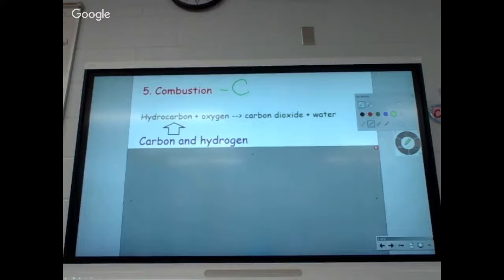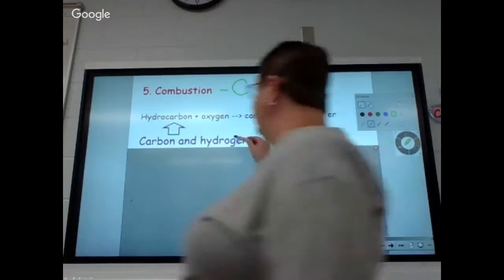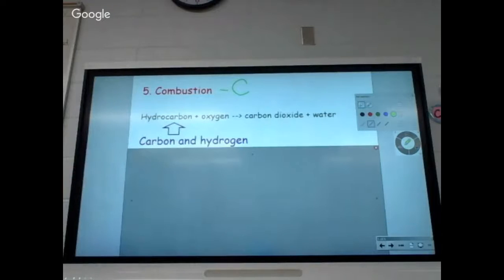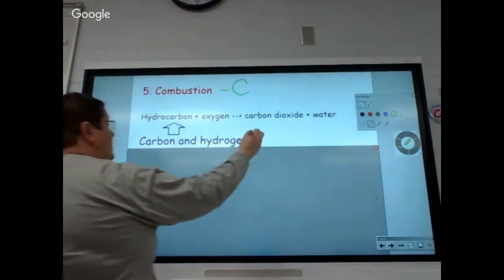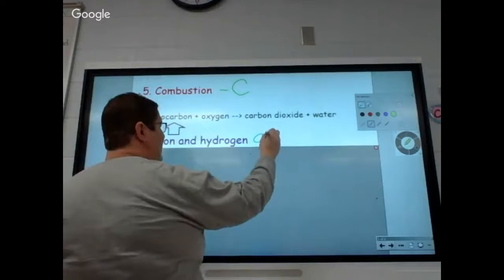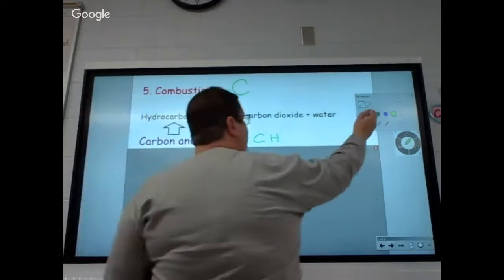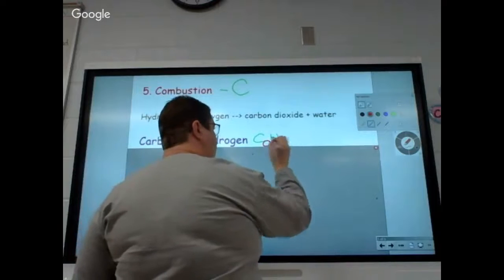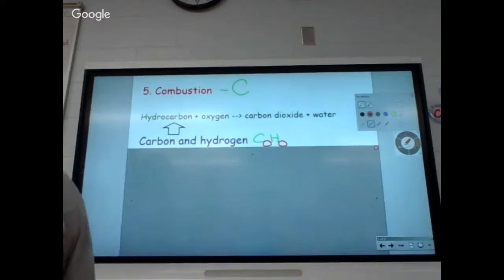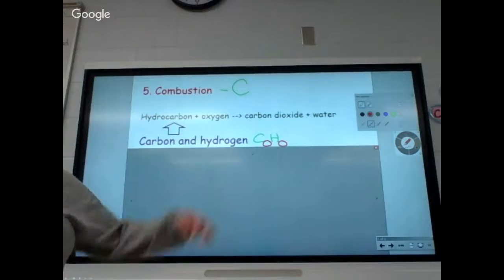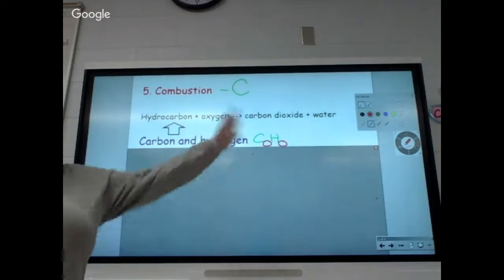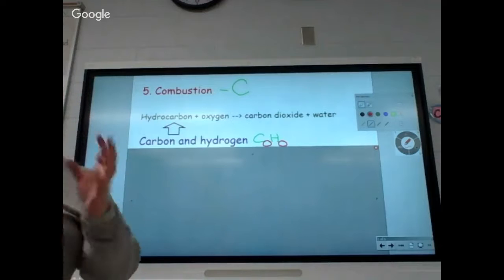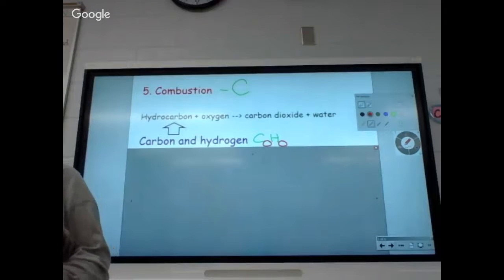Now, the only thing that changes is the subscripts. It's a C with an H. So the only thing that changes is what number is here and what number is here. Could have 1s, it could have 2s, it could have 3s, it could have 4s, it could have 5s. The numbers change of what goes in those little circles. That's it. But it's always a C and an H.